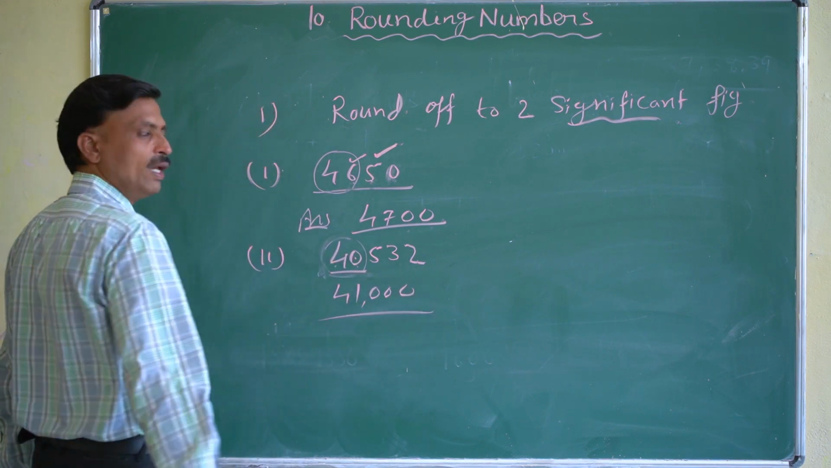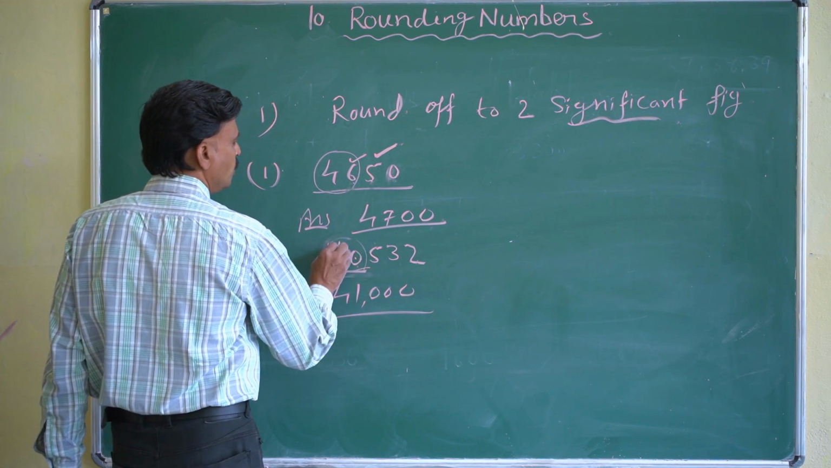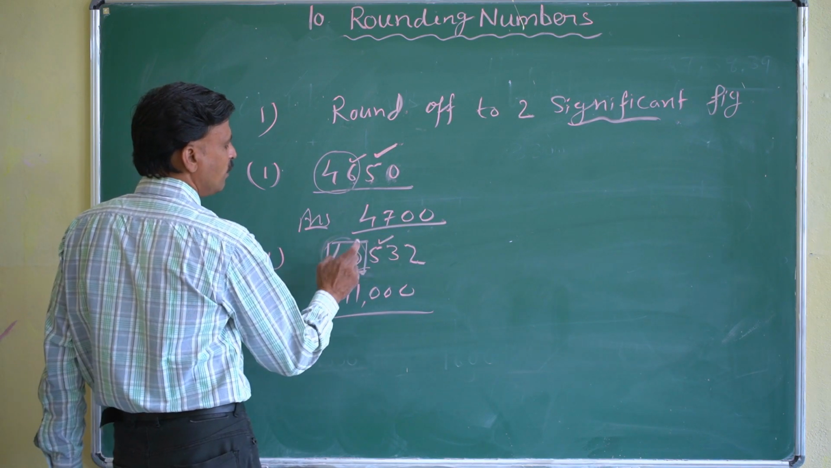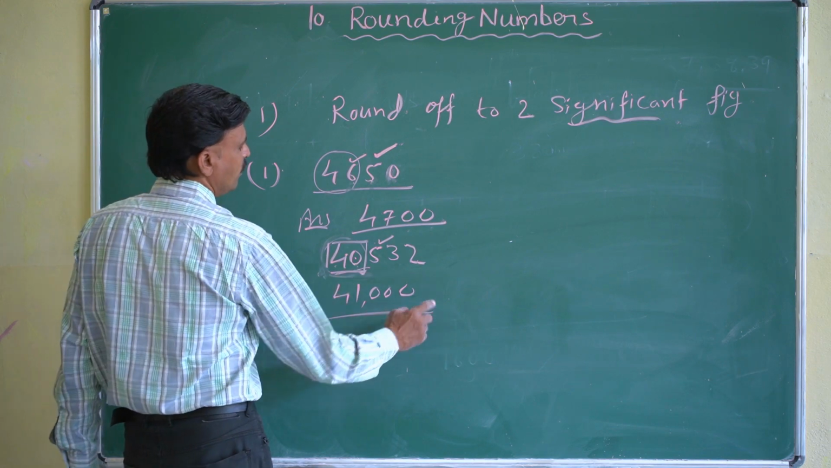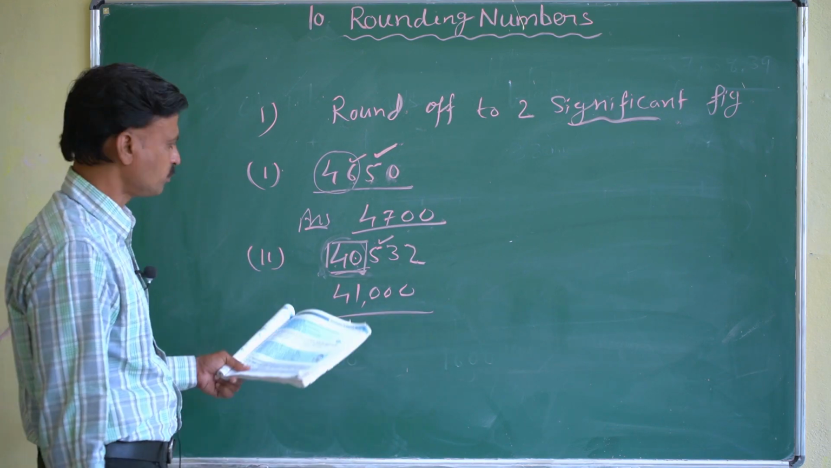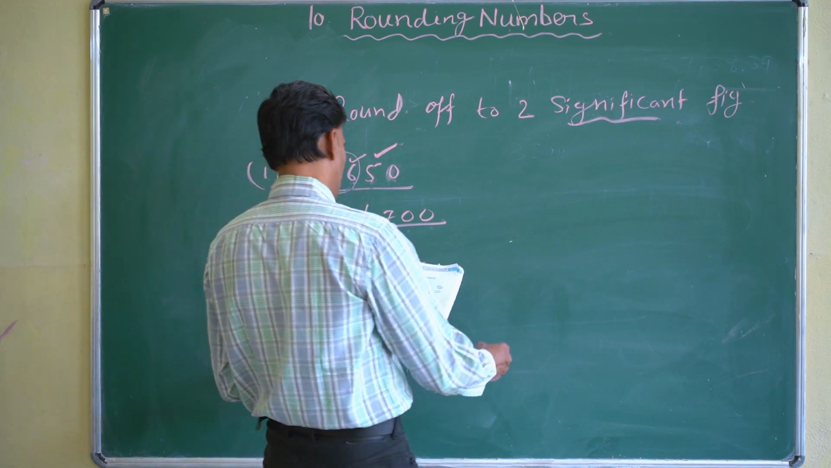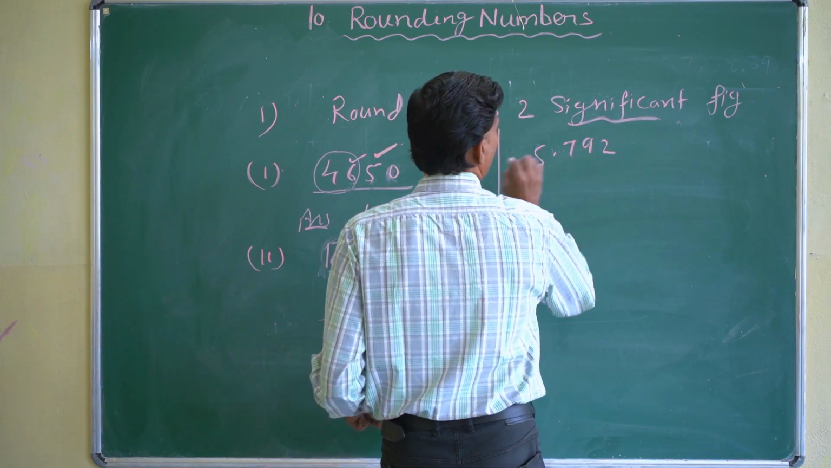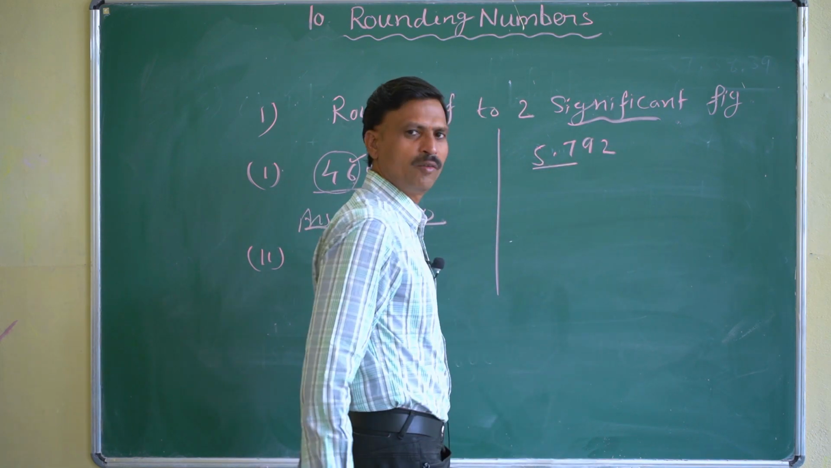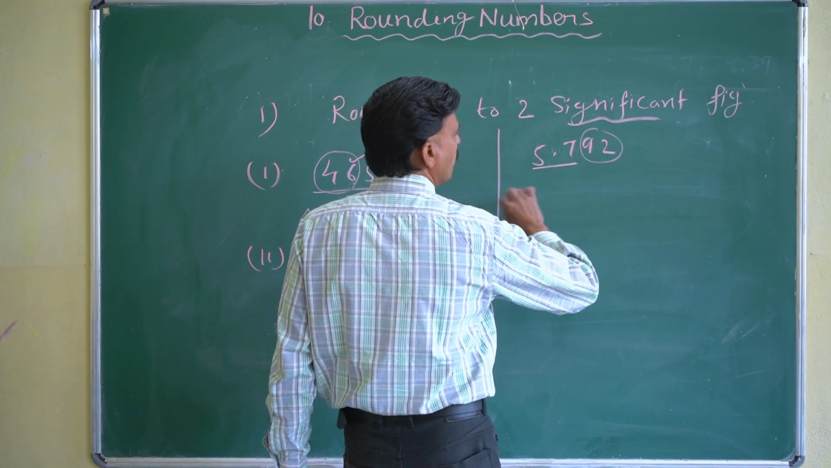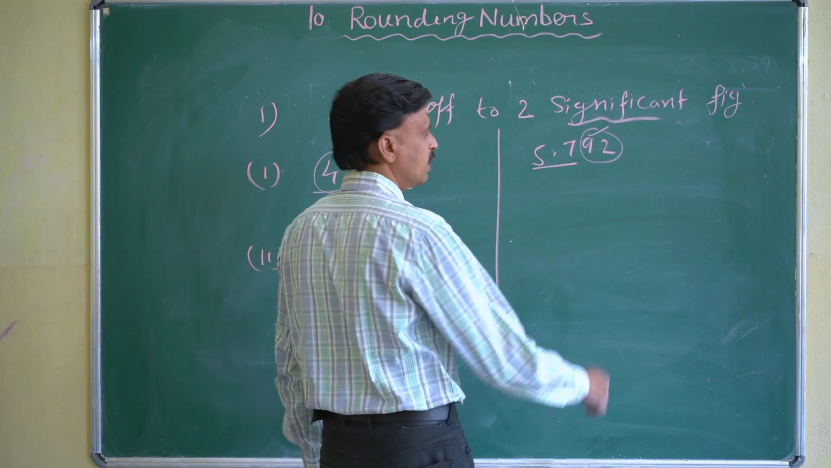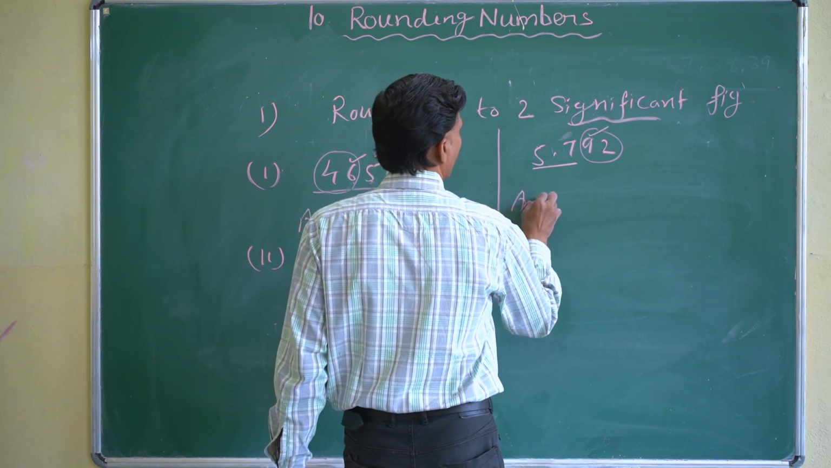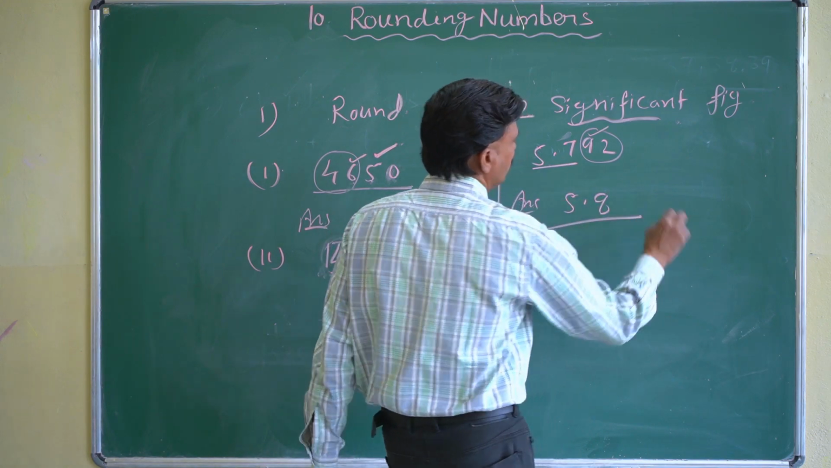Why? Because this is 4. We are taking the first two digits, then we see the third one, which is 5. Since this is 5, this value increases by 1 and the answer will be 41,000. Got it? So this rule is for all. Similarly, if it is 5.792 in decimal, for 2 significant digits we take 5.7, others become 0, but the next one is 9. Since it is more than 5, this value will increase by 1. So the answer will be 5.8.